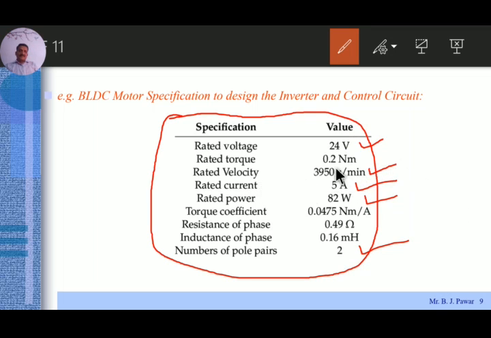So see, why I said these specifications are somewhat important, because of the 24 volt motor I selected over here, its requirement is of what?